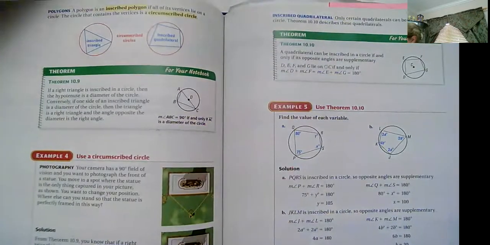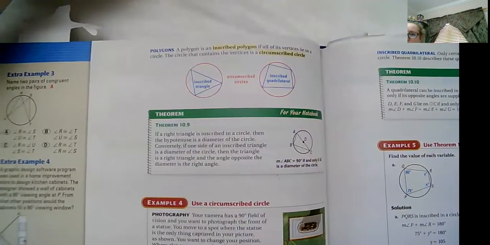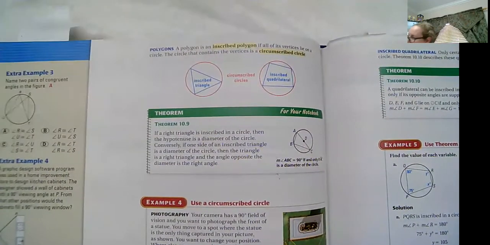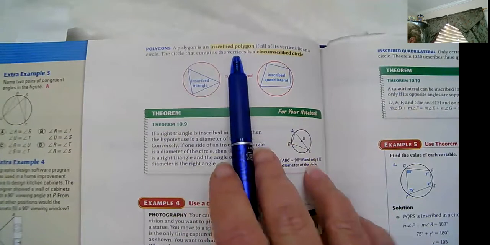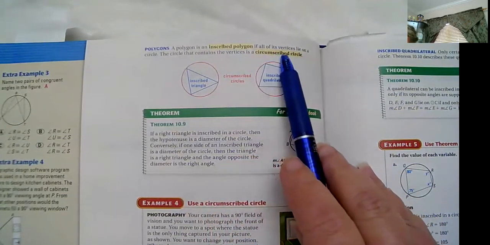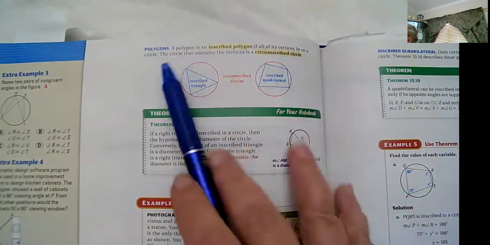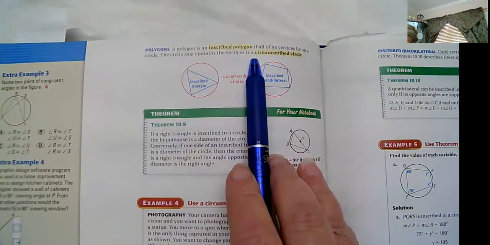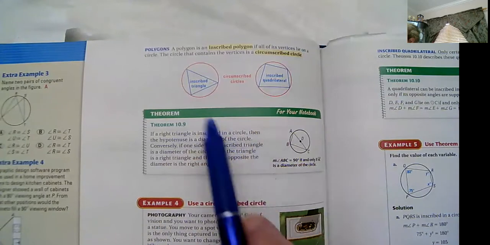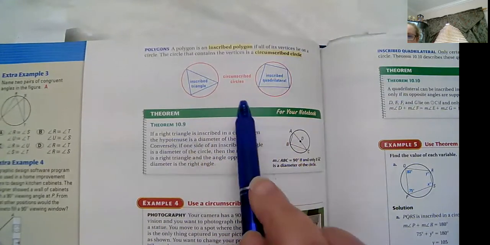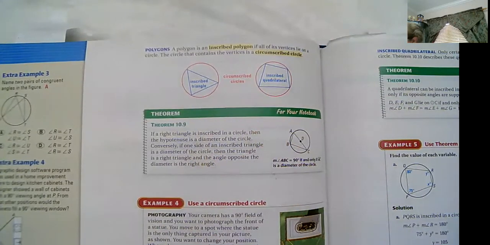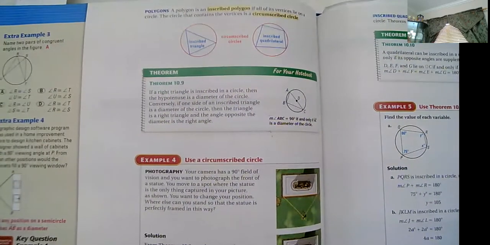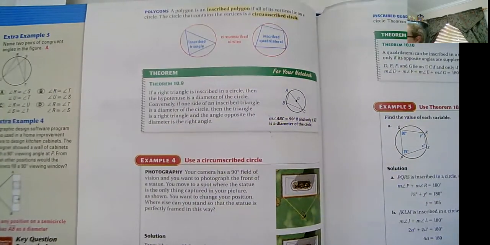So now we're going on to the next part, polygons. A polygon is an inscribed polygon if all of its vertices lie on a circle. The circle that contains the vertices is an inscribed circle. So it gives us the 2 examples. Make sure you pause and put that in your notes. Same thing with the next theorem. Pause and put it into your notes.